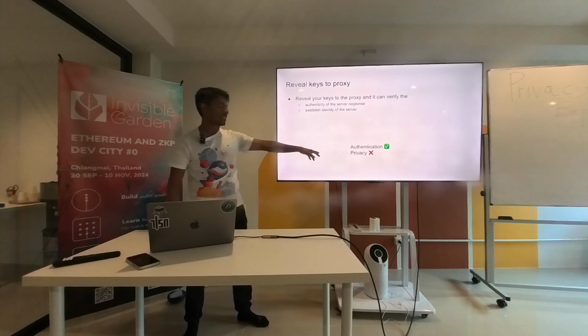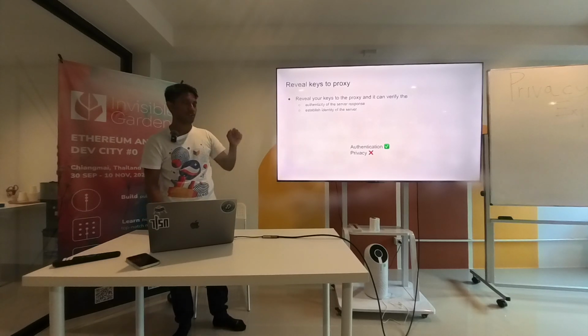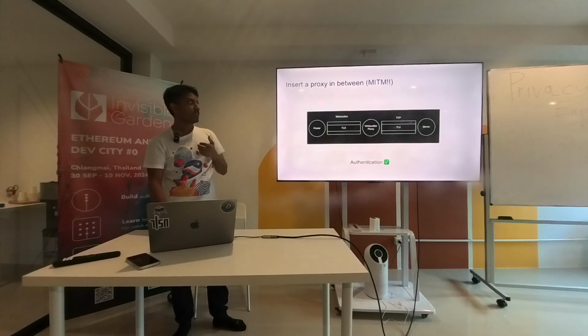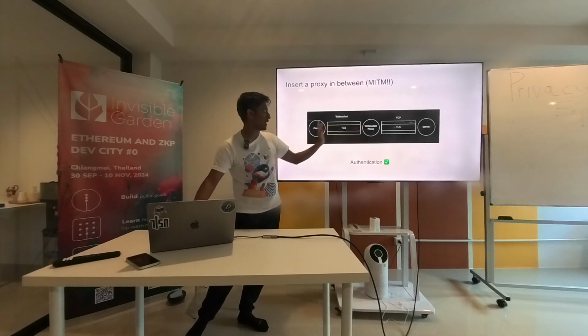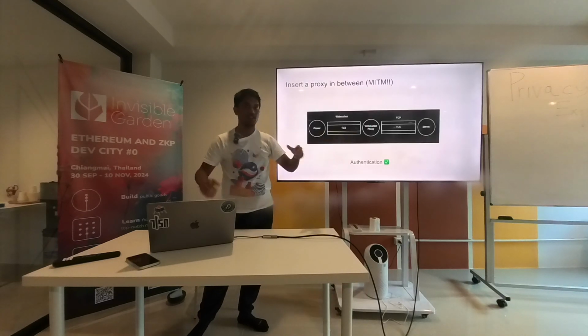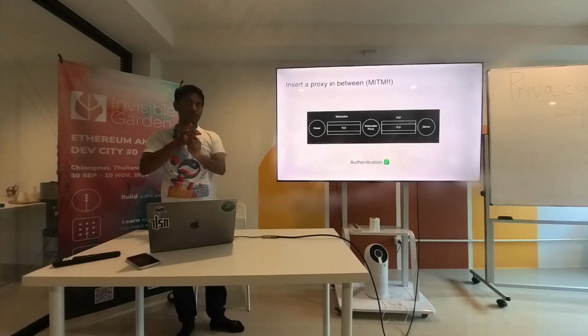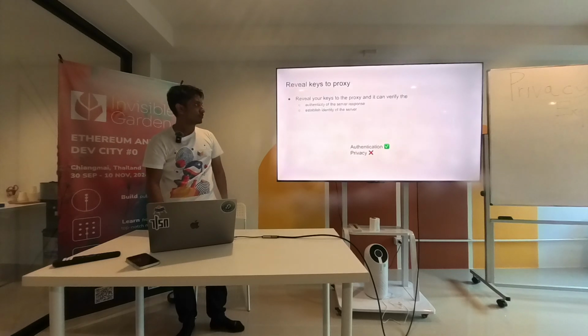But one issue with that is you do not get privacy, right? If I'm sending the whole key, the proxy is able to decrypt everything. So if the server is a bank, and I reveal the keys to the proxy, then the proxy will be able to see my address, the amount that I have in my bank, all my transactions, so the entire TLS response. So how do we prevent that?